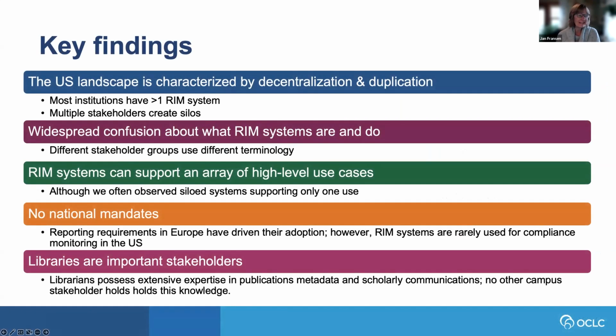So these are our key findings. Again, I'm not going to go through each one of them, but that centrality of the agreed upon identifiers becomes even more obvious when you consider these key findings. The landscape is decentralized. There's a lot of duplication. There's a lot of confusion about what RIM systems are and what they do. We don't have any national mandates in the US, or at least not yet, that push institutions to consolidate these efforts and centralize when the use cases might not be the same, but they need to make use of that same data.